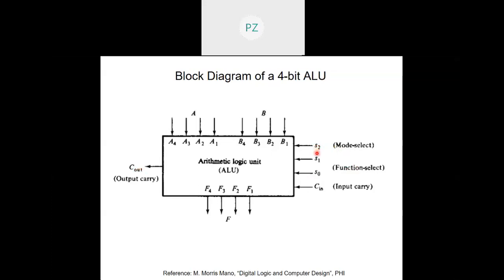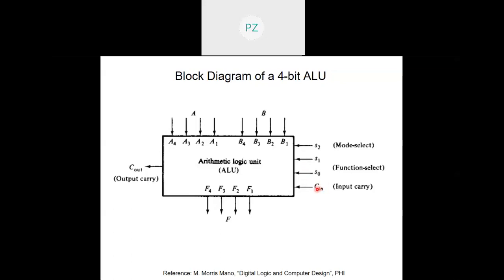Now these are the modes. This is the mode select S2, which will decide whether I want to do the arithmetic functions or the logic functions. With S2 being 0, I want to do arithmetic functions. With S2 being 1, I want to do logic functions. S1, S0 and Cin will decide what function I want to do. S1, S0 will decide whether I want to do addition or subtraction. Cin will decide whether I want addition with carry or subtraction with borrow, right?